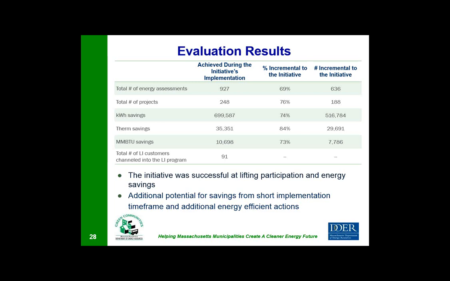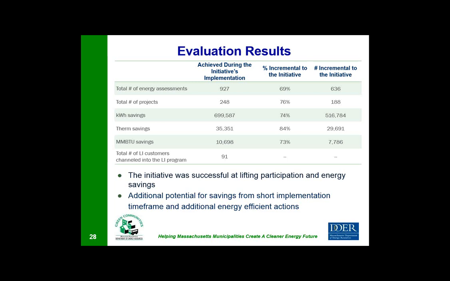And of the 927 who had audits completed, 248 undertook the recommendations made by the auditors and did some additional work. And as you can see, that was a significant increase over what would have been achieved outside of the program, or under the regular HES program, a list of 188 projects. Combined, this resulted in an increase in energy savings of 74% in terms of kilowatt hours, 84% in terms of gas savings, and overall an increased savings of 72% in terms of MMBTUs.